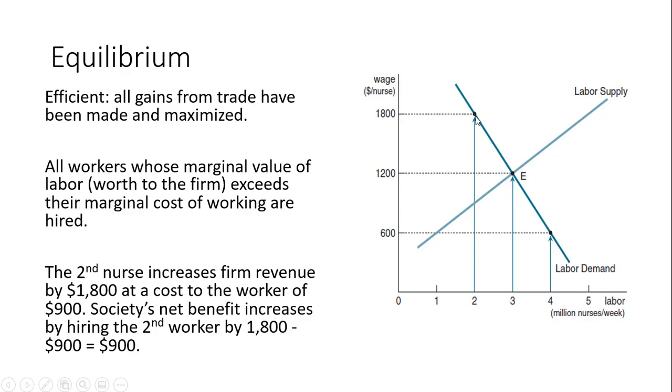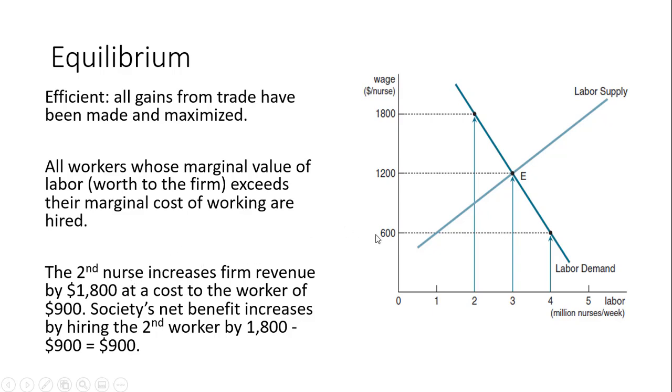Why? Because the benefits outweigh the cost. So this is in a certain sense kind of benefit cost analysis. What is the benefit of hiring the second worker? Well, to the firm, it's $1,800. That's how much our revenues would go up by hiring the second worker, the marginal value of labor. But what about the cost side? Well, the marginal cost, the opportunity sacrificed by working here as a nurse, it's going to be $900.